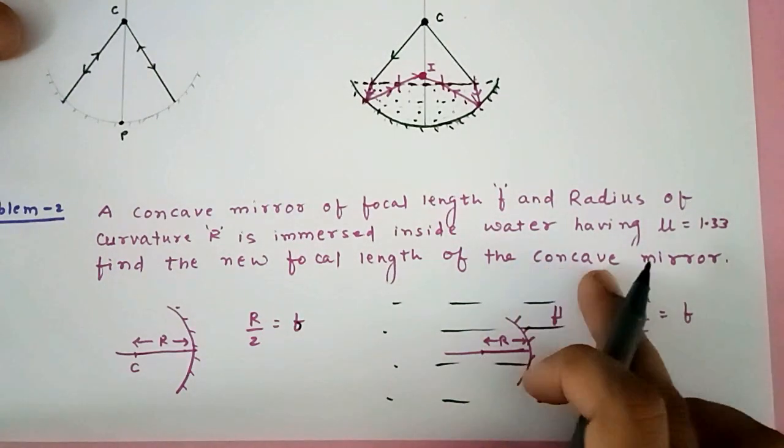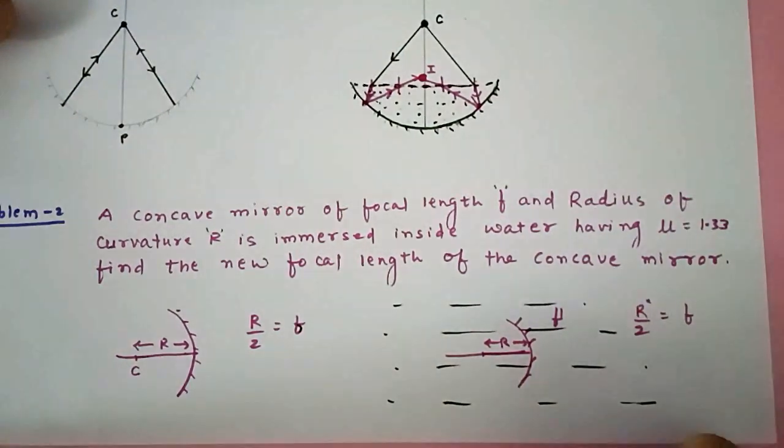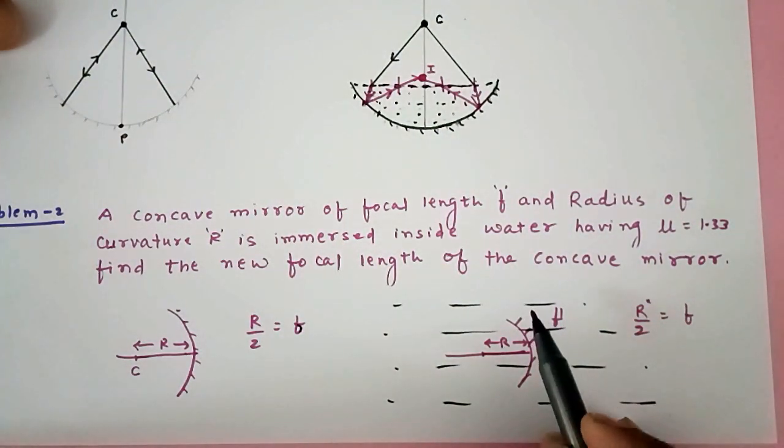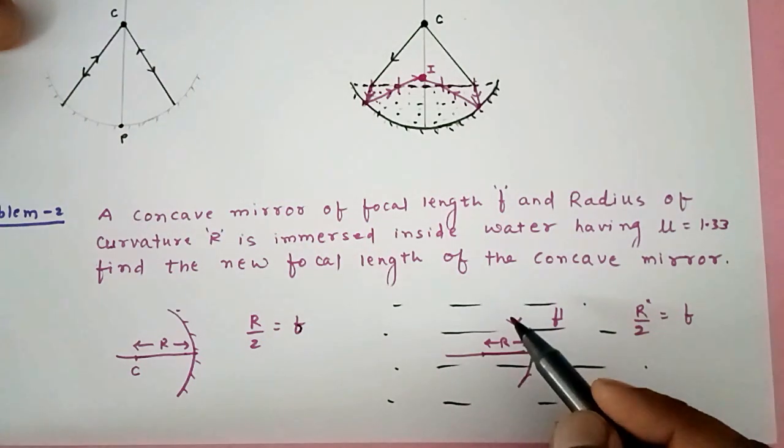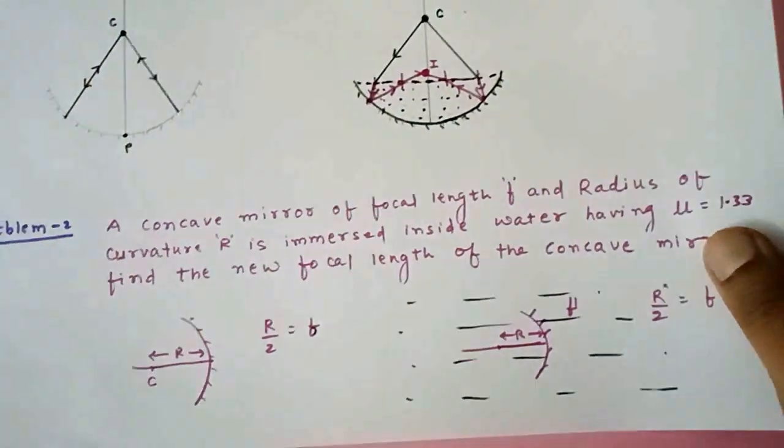So whether it is a concave mirror or convex mirror, when you dip it inside the water or oil or any other medium, the radius of curvature and the focal length of the concave mirror remains the same. Okay, so let's move on to the new problem. Next problem.